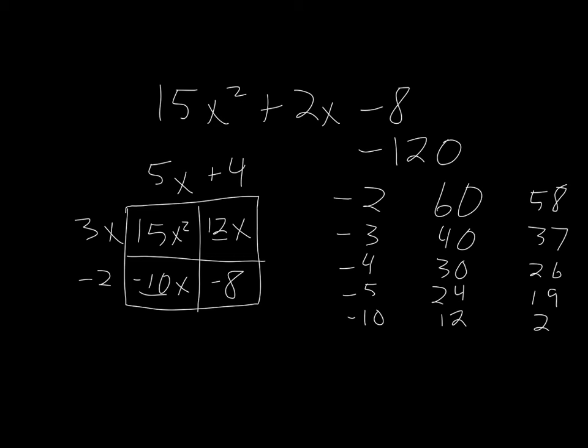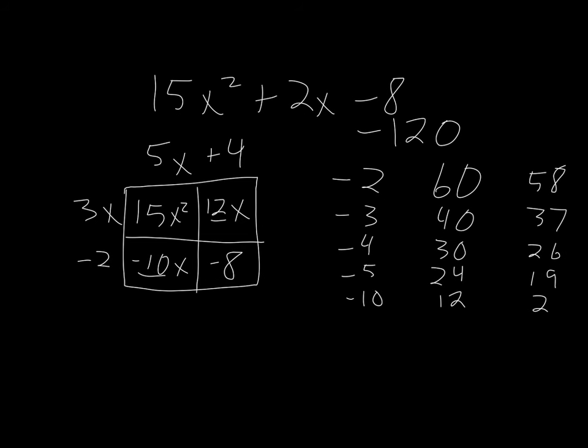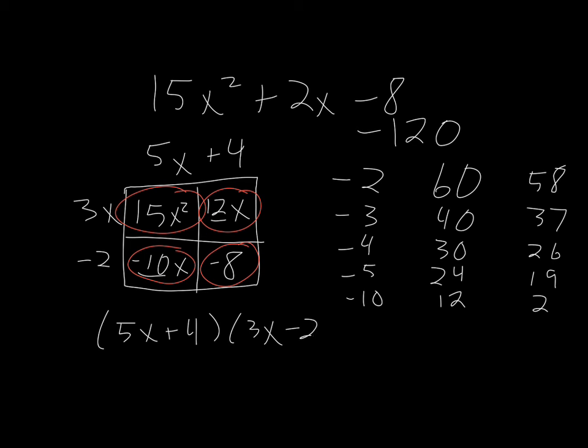Now, this took a little bit of process to do. I'm going to scoot this all up a little bit. Okay, this all took a little bit of a process, so let's make sure our answers are right. We can multiply the 5x times the 3x, we get a 15x squared. As we can see here, we multiply 4 times 3x, we get 12x. 5x times -2, we get -10x. 4 times -2, we get -8. And so we see that if I multiply 5x plus 4 times 3x minus 2, I get that trinomial back.